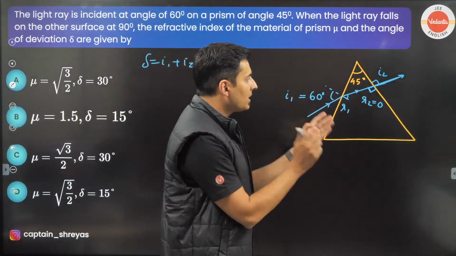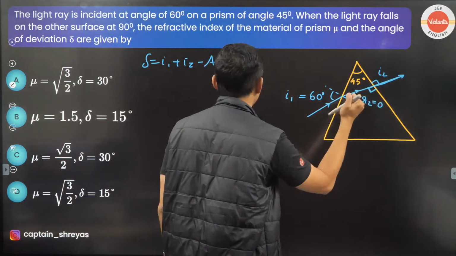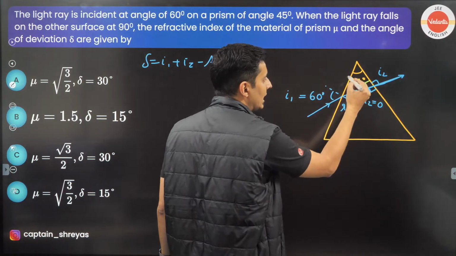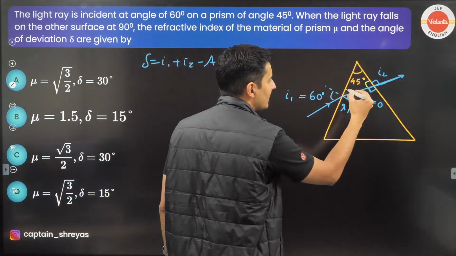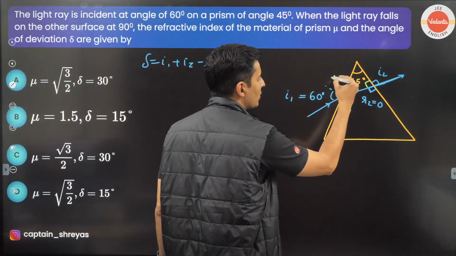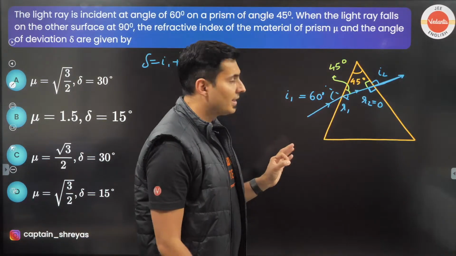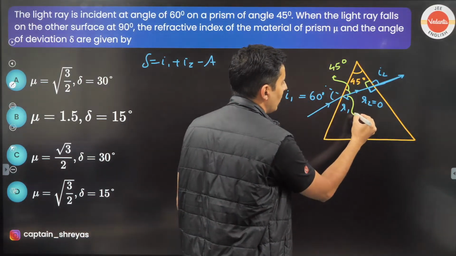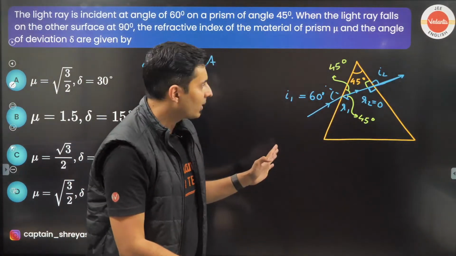Perfect? Okay. Now we can see clearly over here that this is 90. This is 90. So naturally, this is also 90. In this small little triangle, you can see if this is 90, this is 45. Naturally, this is also going to be 45 degrees. If this is 45, then this also is going to be 45 degrees.